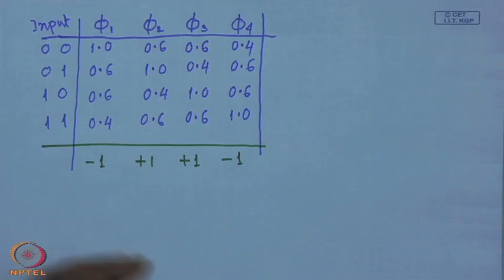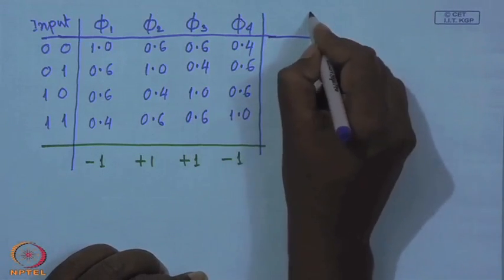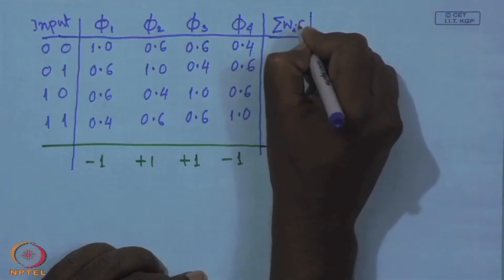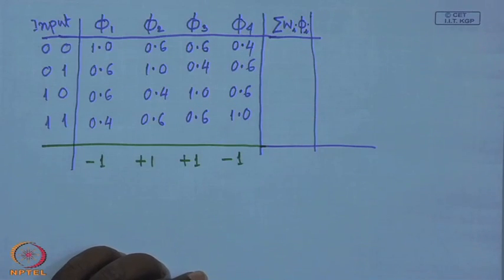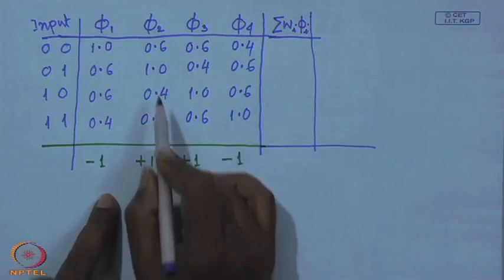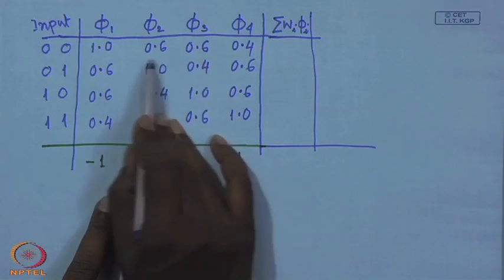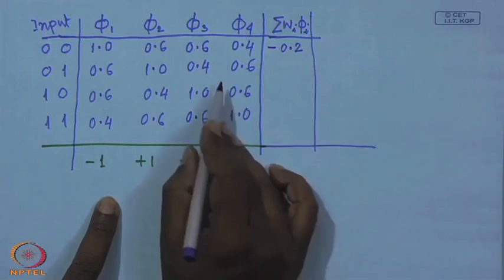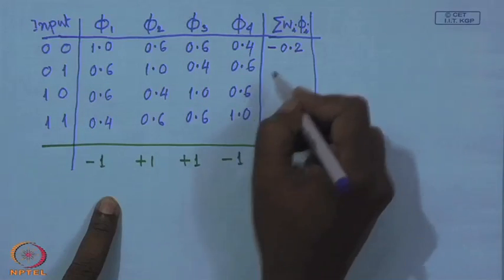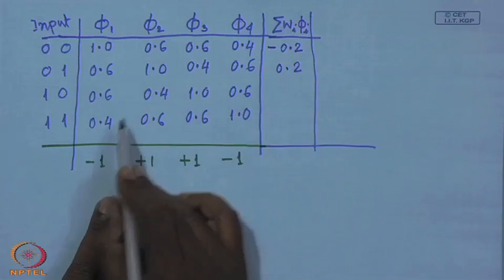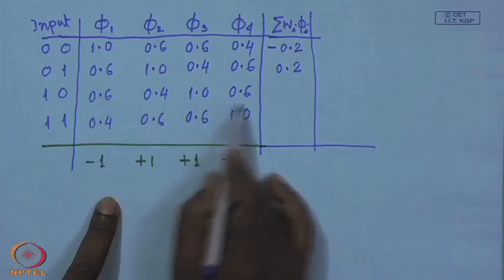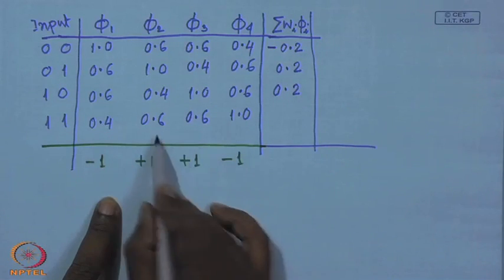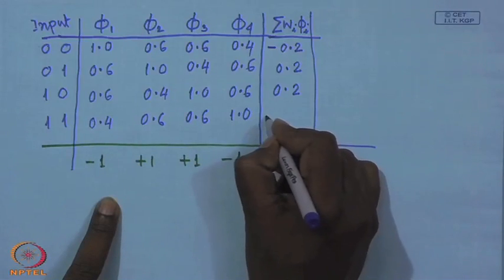So, here I will write the sum of W i times phi i, where i varies from 1 to 4. Here it will be 0.6 plus 0.6 is 1.2 minus 1.4, this will be minus 0.2. Similarly, here it will be 1.4 minus 1.2, so it will be plus 0.2. Here again it will be 1.4 minus 1.2, so this is plus 0.2, and here it will be 1.2 minus 1.4, so this is minus 0.2.